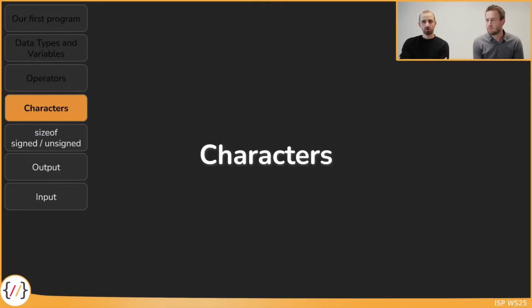We mainly talked about digits and integers, so numbers. But of course, when we program, we also want to use text in some cases. So we call a single character a character. A string or a text is just many characters after each other.